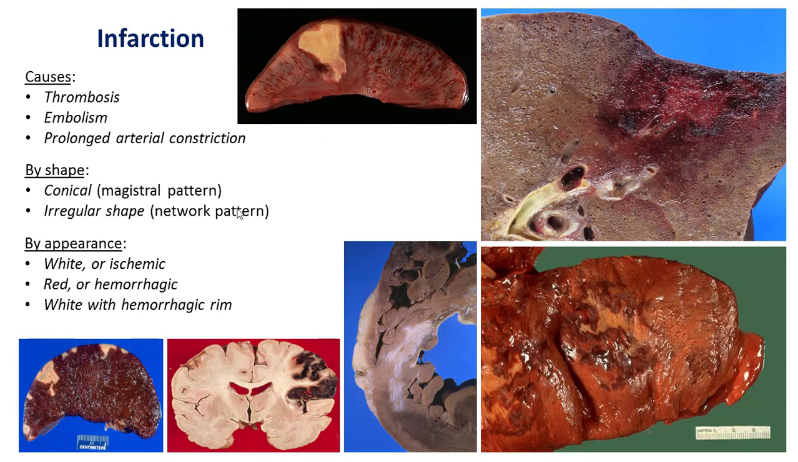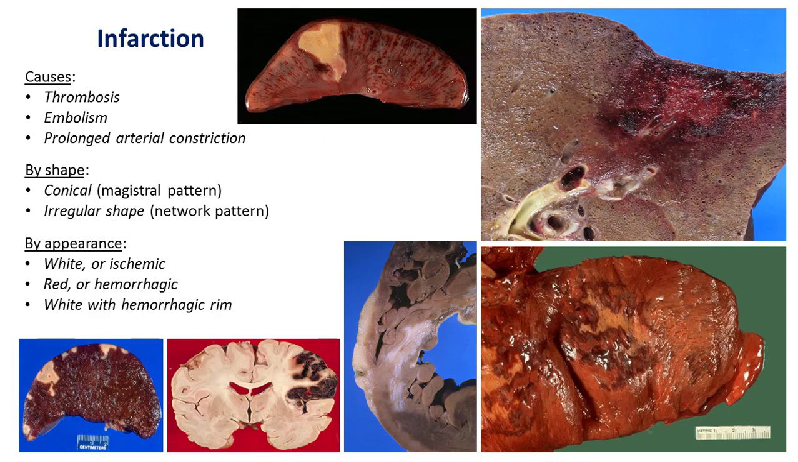We distinguish two types of infarction due to their appearance, due to their shape. According to the shape, the infarction could be conical, as it is in here, in kidney, or irregular shape, as it is in here, for example, in myocardium. It depends on the arterial network pattern. It could be of two types, magistral or network pattern. In case of magistral pattern, which is usually present in lung, kidney, spleen, and some other organs, the conical type of infarction occurs. In brain, intestine, and heart, the irregular shape is formed due to network vascular pattern.